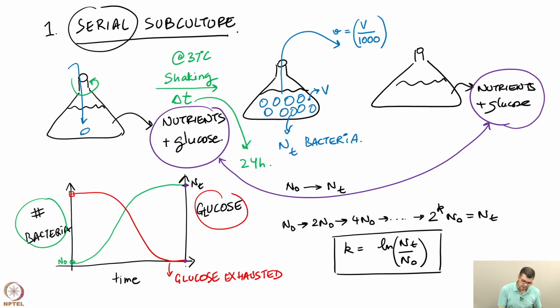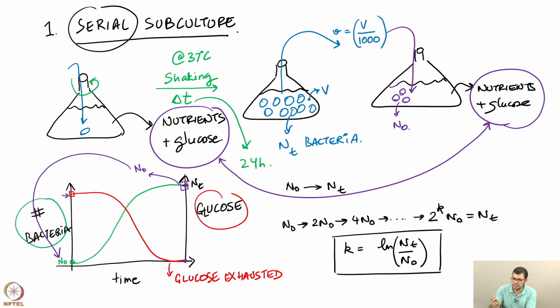So, I go to a fresh flask which again has a high amount of glucose, this is that flask, and from this Nt bacteria I randomly take N naught number of bacteria and put it in this new flask. So, this small volume goes in this new flask, and obviously when I am taking V by 1000 amount of volume, it also brings in some bacteria. This is the N naught number of bacteria that will seed the second flask in my experiment.